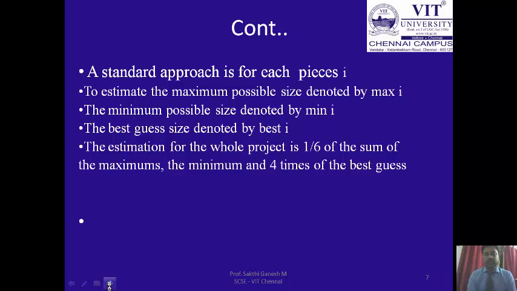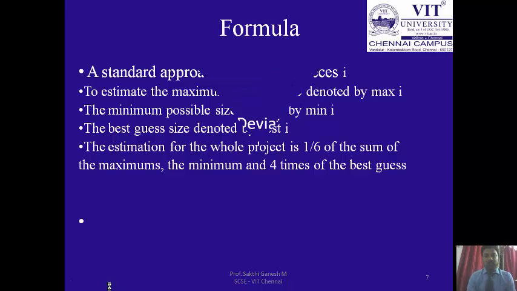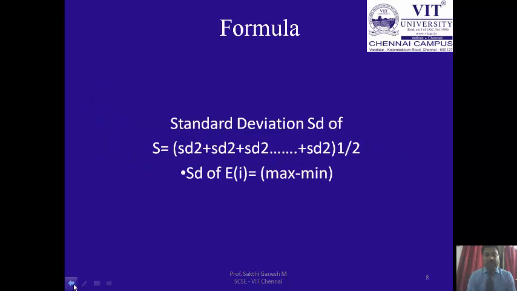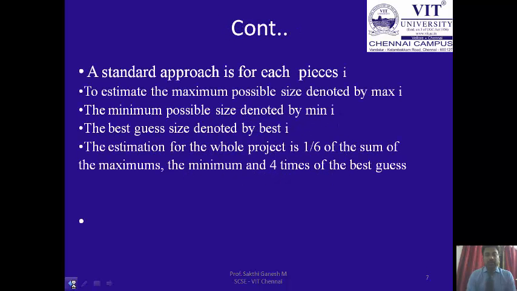A standard approach is that each piece is denoted as piece I. The maximum possible size is denoted by max of I, the minimum possible size is min of I, and the best guess size is denoted by best of I. The estimate for the whole project is 1/6 of the sum of max plus min plus 4 times the best guess. So we'll divide the project into many components.